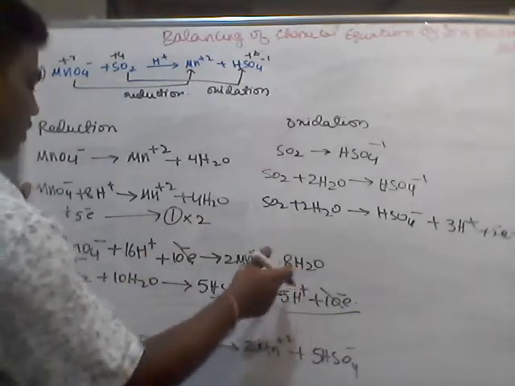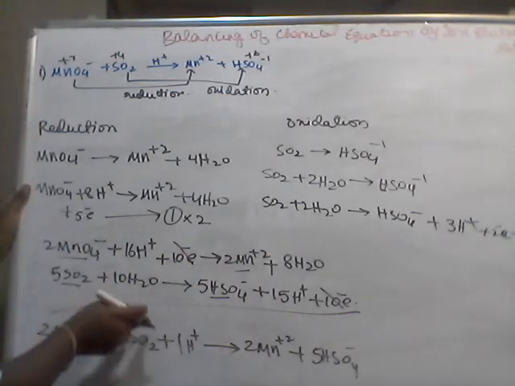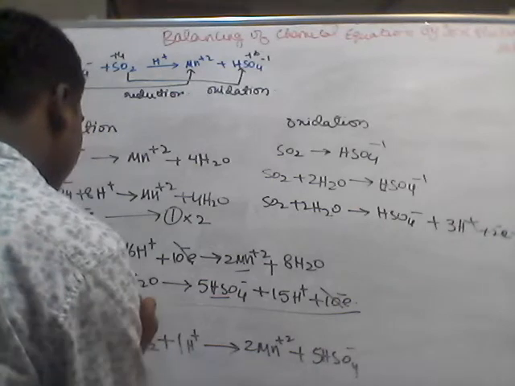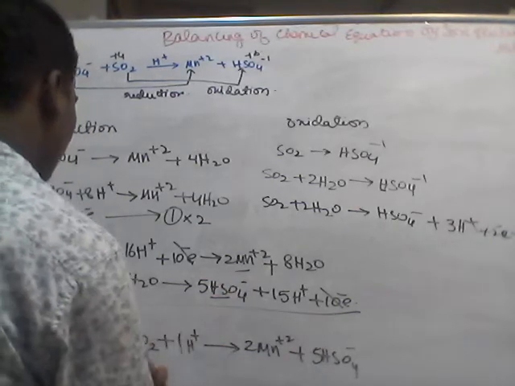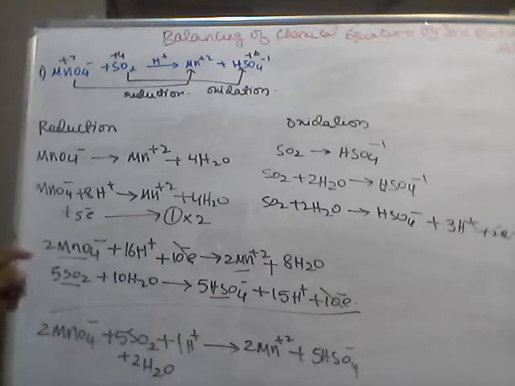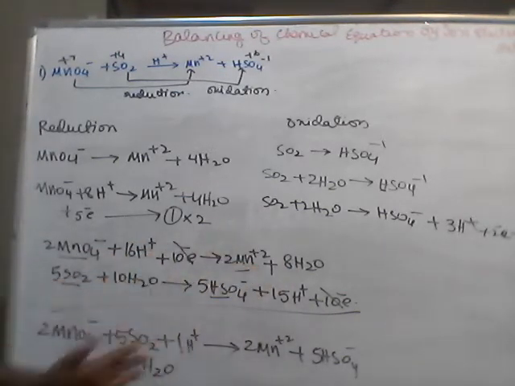Coming to H2O. Here more amount of H2O is present, so can I say here plus 2H2O on the reactant side only? Why? 10H2O here, 8H2O here. Here more, so here 2H2O.